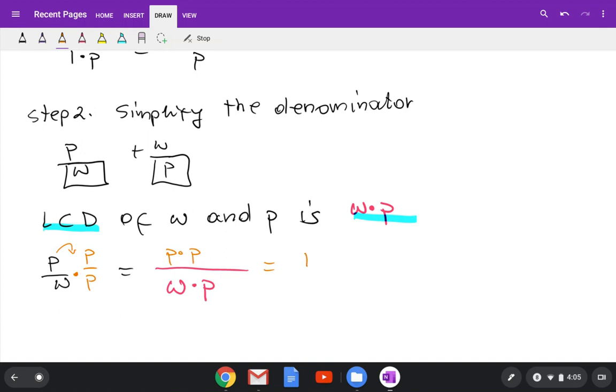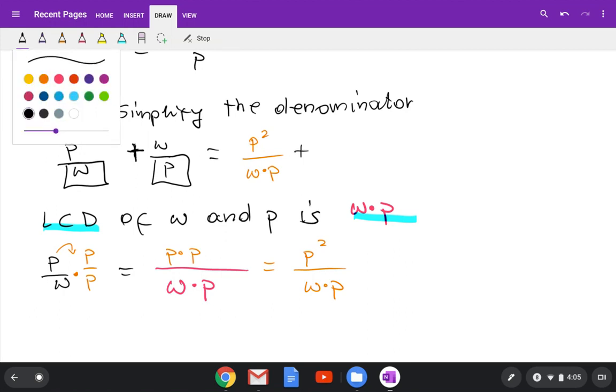And P times P will give you P squared over W times P. So P over W is the same as P squared over W times P. Plus, now I need to build an equivalent fraction. This is what we're working on right now: W over P.